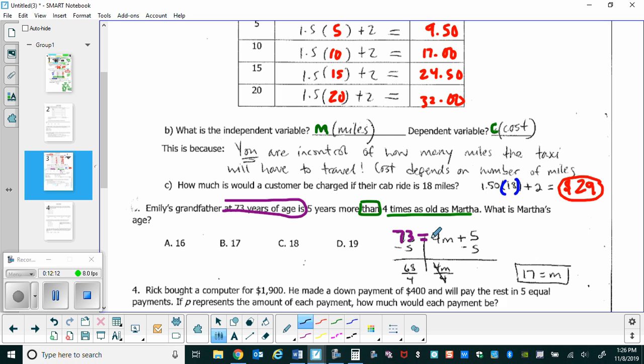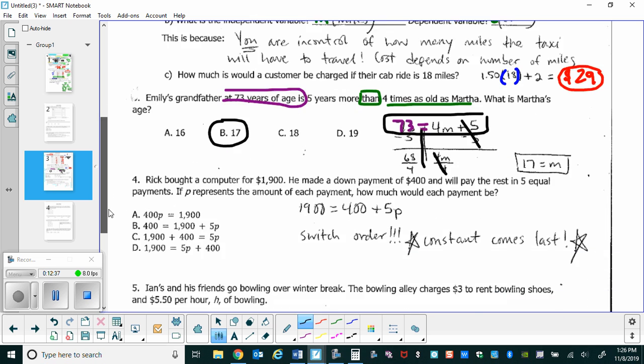So when we drop our line and solve here, folks, we're going to subtract 5 on both sides to cancel that out. And we get 68 equals 4M. Now we divide both sides by the 4, and we get that Martha would be 17. So again, the point of this video is to review that we're taking these real-life word problems and translating them into these algebraic equations. All right, now we're going to take a look at number 4.